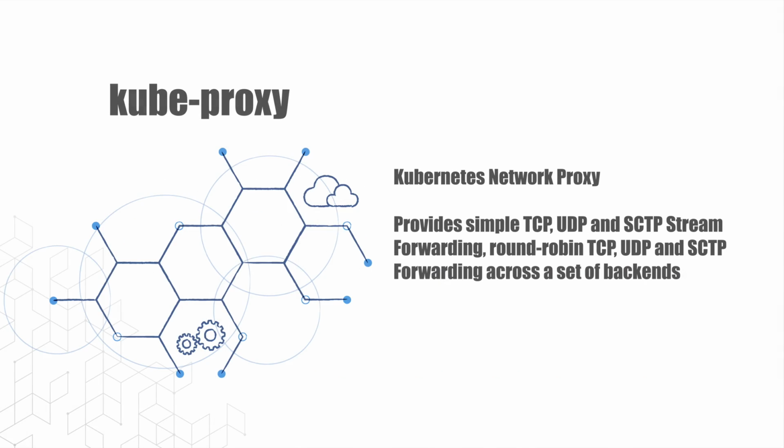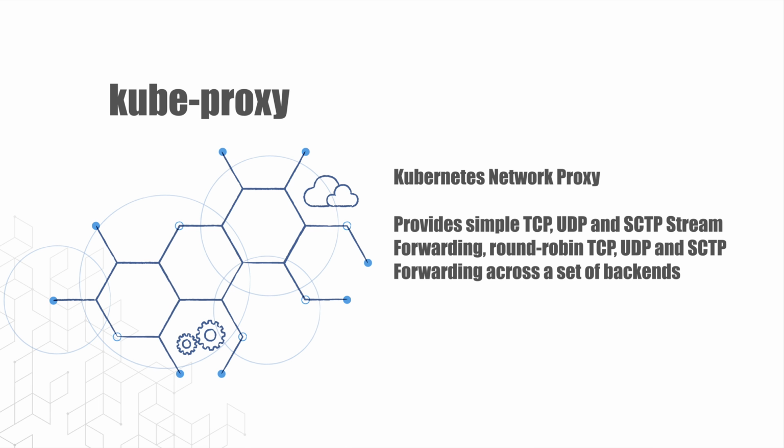And this is where the next component comes into play, the kube-proxy. Kube-proxy, the Kubernetes network proxy, provides simple TCP, UDP, and SCTP stream forwarding, round-robin forwarding across a set of backends. Let's reapply the kube-proxy declaration.